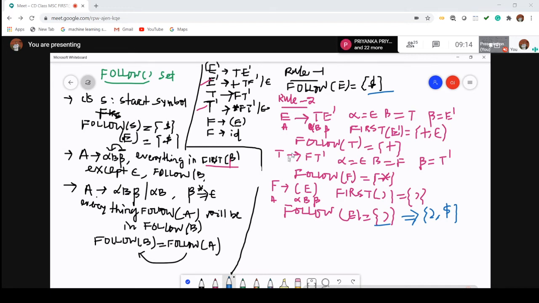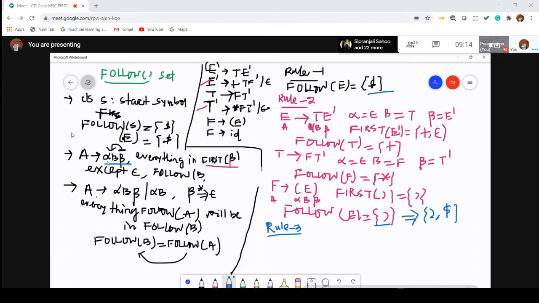Okay, next one is rule number 3. Sir, what about F to ID? No, ID is a terminal symbol, not a non-terminal symbol. The right hand side is a terminal symbol only, F to ID. So you cannot represent it in the form A to alpha, B, beta. Why? At least one non-terminal symbol is required. What is the form? A to alpha, B, beta. So B must be required. At least one non-terminal symbol is required.